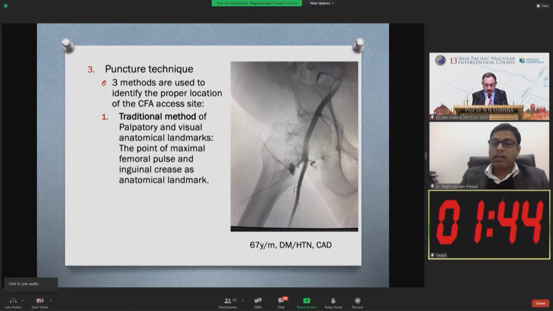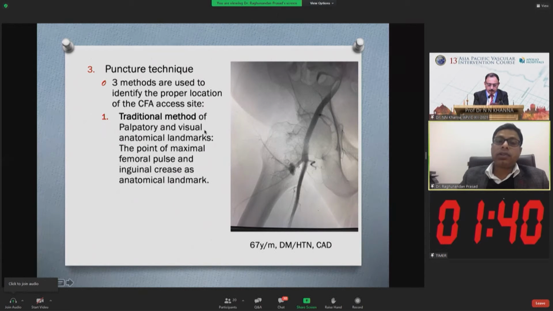Okay. So three methods are used to identify the proper location of the common femoral artery. The first is the traditional method, where we just palpate and use visual landmarks like the inguinal crease, and we do the femoral artery puncture at the most palpable thrill location. But this is a very crude method.